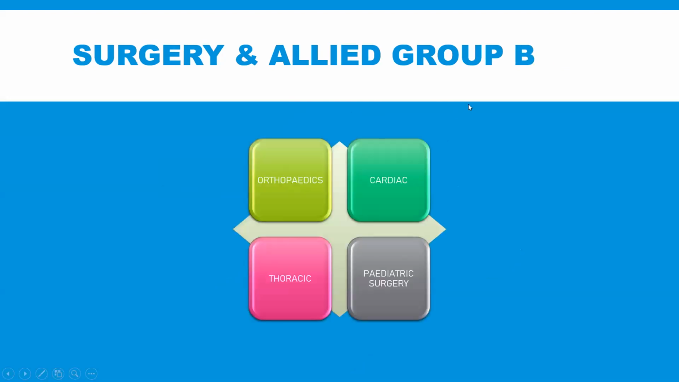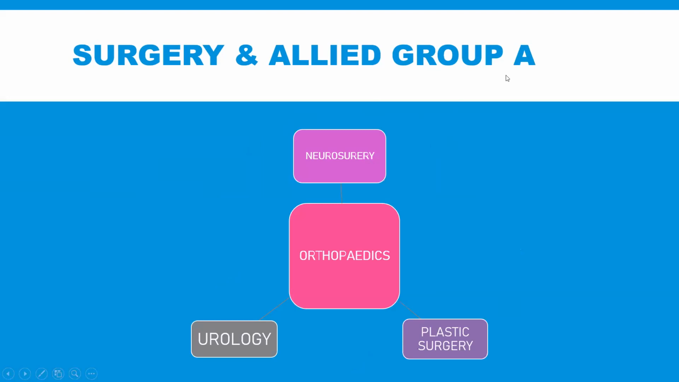Then in surgery and allied, we again have group A and group B. Group A comprises orthopedic surgery, cardiac surgery, thoracic surgery, and pediatric surgery. Sorry, this is group B. This is group A. So in group A, again, orthopedic surgery, like cardiology in medicine and allied, is a shared and compulsory specialty. Here, orthopedic surgery is necessary. Every surgeon has to go through orthopedic surgery rotation for 3 months.